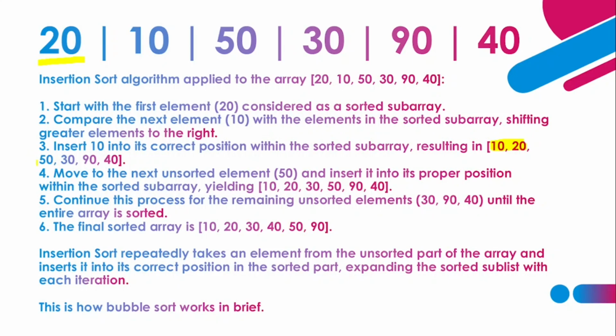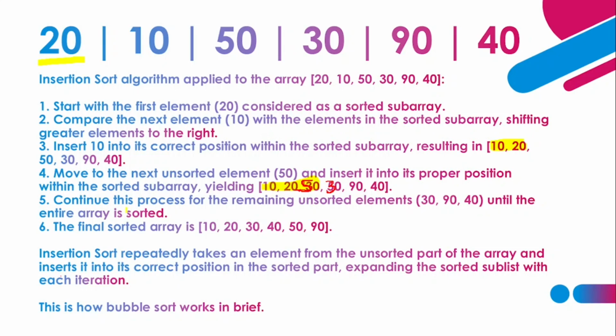Now from the unsorted part, I would be picking up the first element 50 and putting it inside the sorted subarray at its correct position. See, the fourth point says the same. There's a mistake in this part. It should be 50 and then 30. So this is the correct order now, where we have 10, 20, 50 in the sorted subarray and 30, 90, 40 in the unsorted subarray.